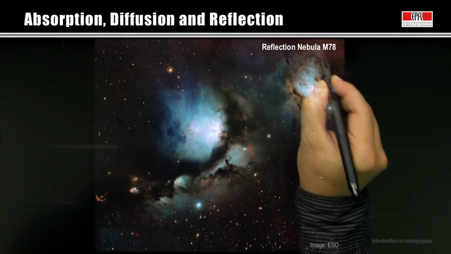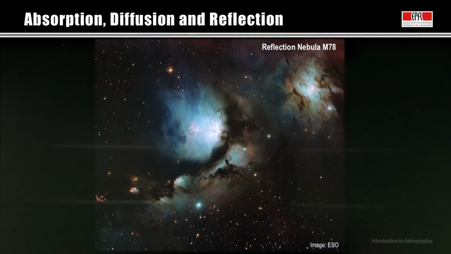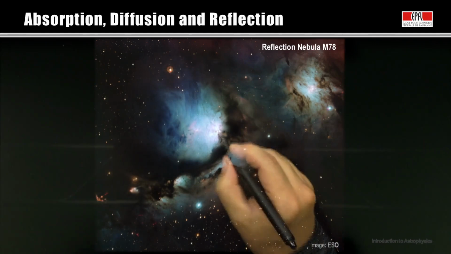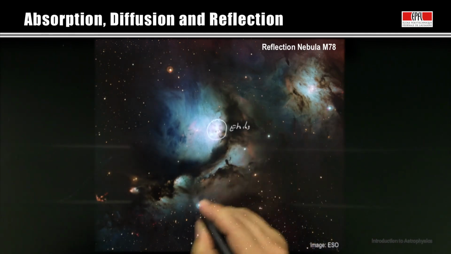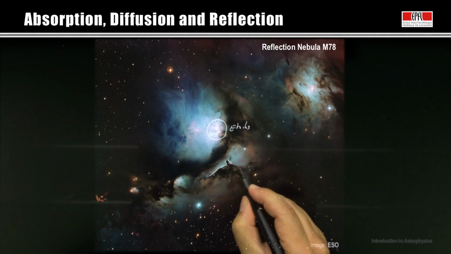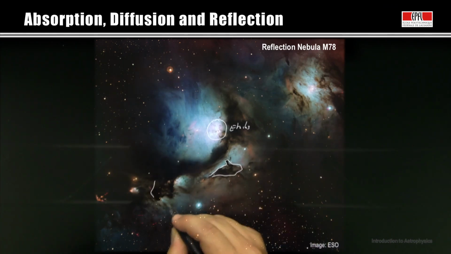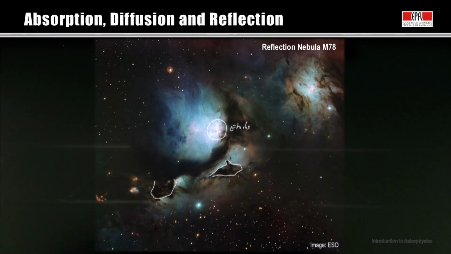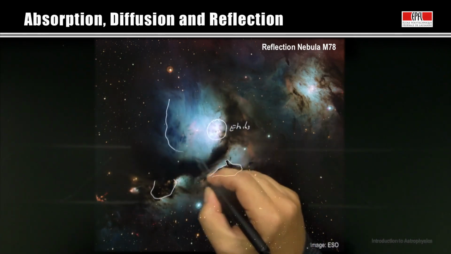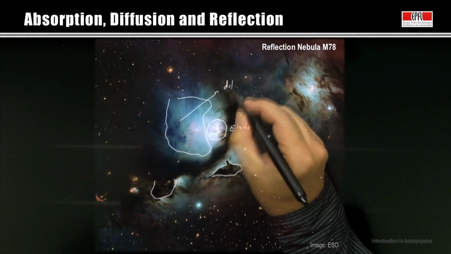Here is a reflection nebula, M78 in the constellation of Orion, a reflection or diffusion nebula. It is basically the same. In the center of the nebula, there are stars. One can find some dusty regions that absorb light. There will be an extinction coefficient related to these areas. There are also some areas where the light is scattered.